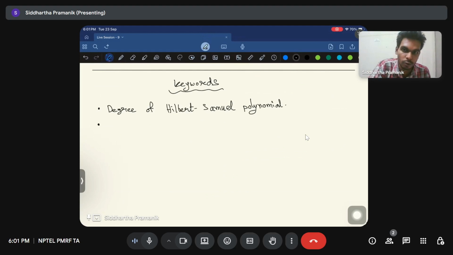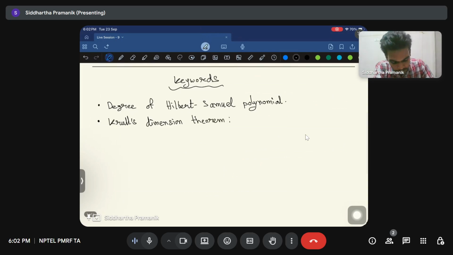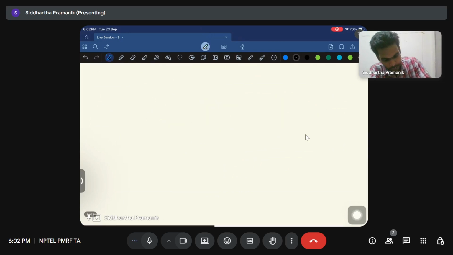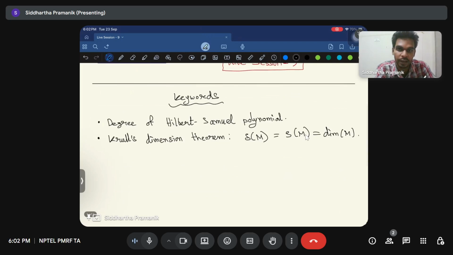Then we have proved Krull's dimension theorem, which basically states that the three numerical invariants delta of M, s of M, and Krull dimension of M, all these three are the same. So these three invariants are equal, where M is a finitely generated module over a Noetherian local ring.